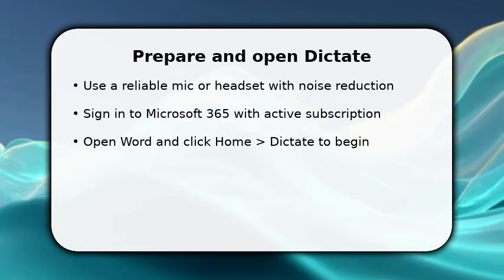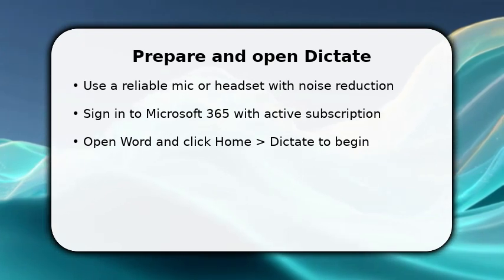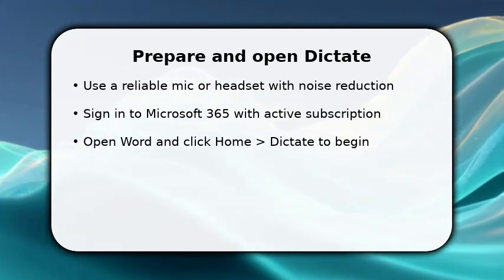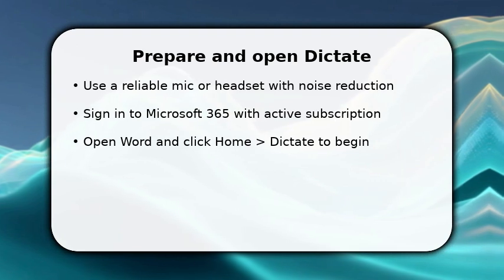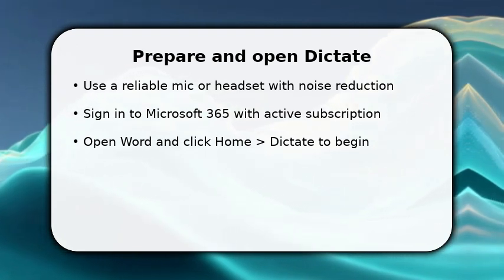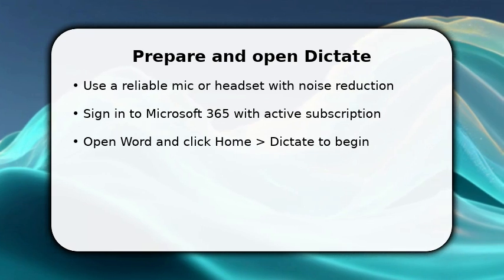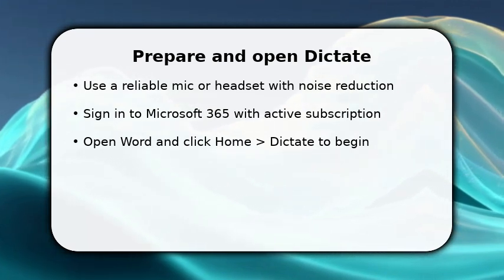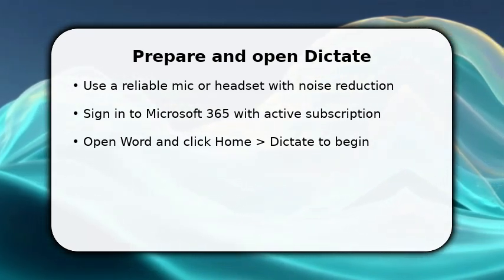You already have the essentials: a working microphone and Microsoft 365. First, plug in or pair your mic and confirm it appears in System Sound Settings. Next, open Word, sign into your 365 account, and select the Home tab.